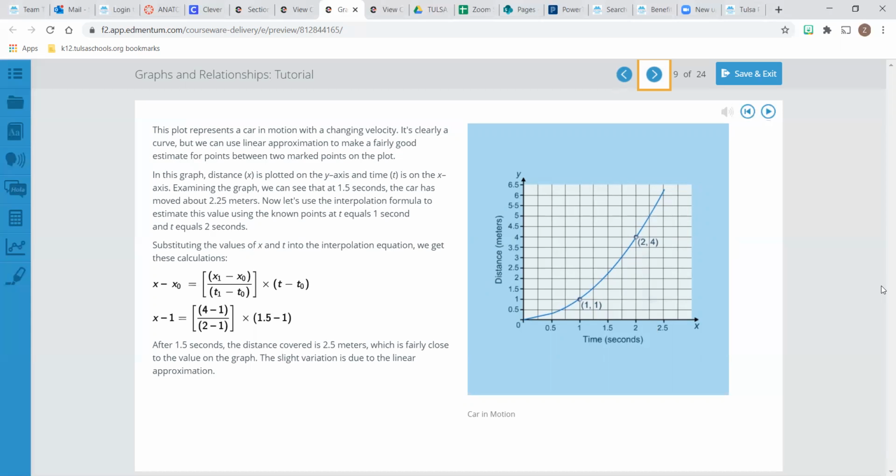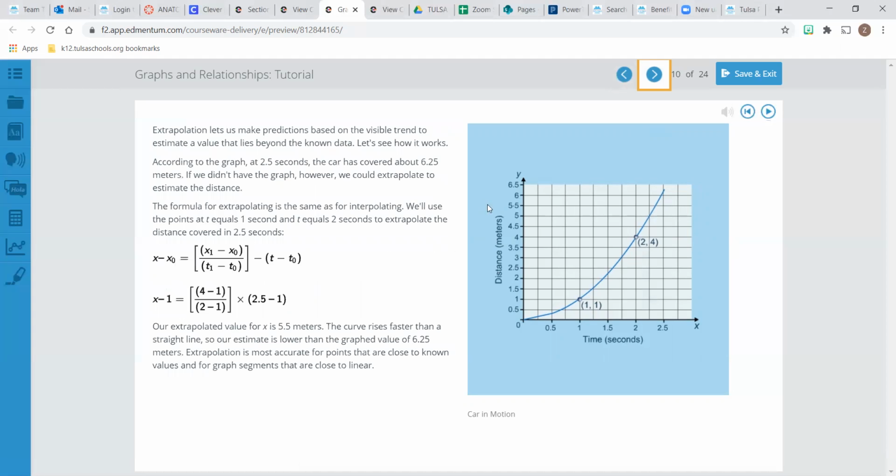So because this is not a directly linear relationship, this equation is not as accurate, okay? That's where we estimated, but if you look at the actual graph, it's a little off. So you can estimate, you can get pretty close, but you can't get spot on. That's why we say estimation.